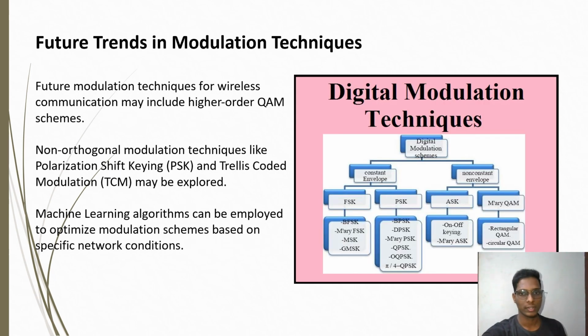Future trends in modulation techniques. Future modulation techniques for wireless communication may include higher order QAM schemes. Non-orthogonal modulation techniques like polarization shift keying (PSK) and trellis-coded modulation (TCM) may be explored. Machine learning algorithms can be employed to optimize modulation schemes based on specific network conditions.